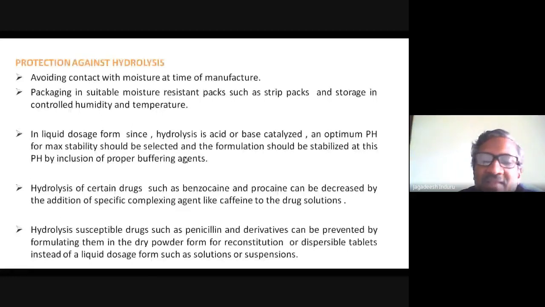Otherwise, your shelf life of a tablet is 1 month. By doing these approaches, it will increase to 3 years to 5 years. This is actually the advantage. Another approach is oxidation.